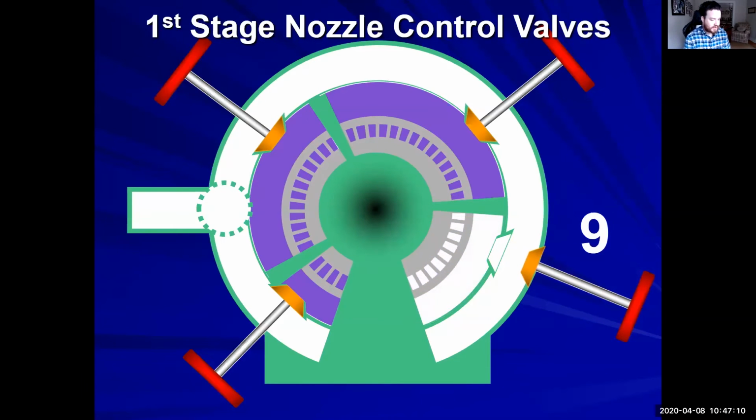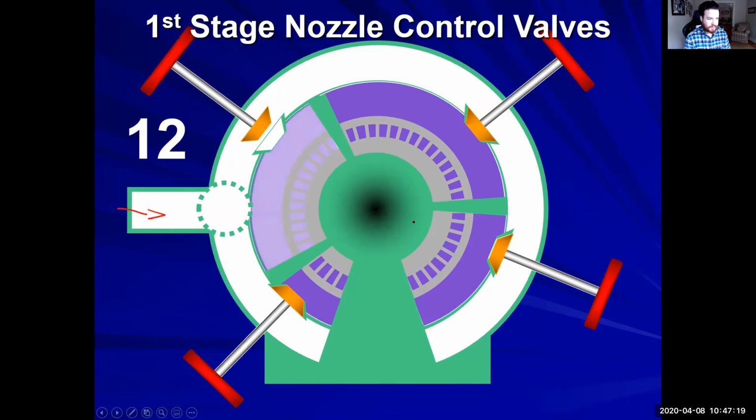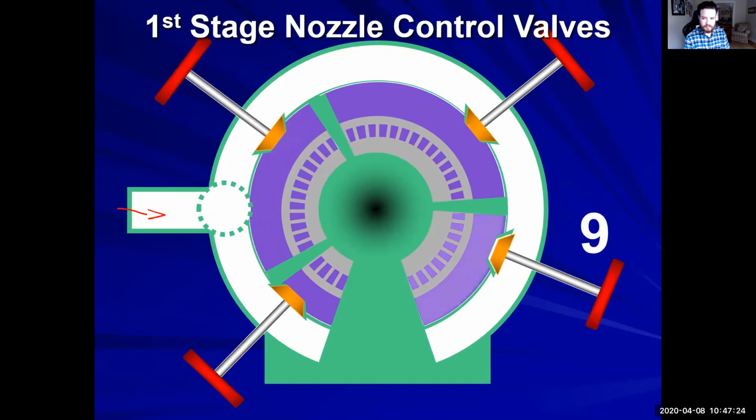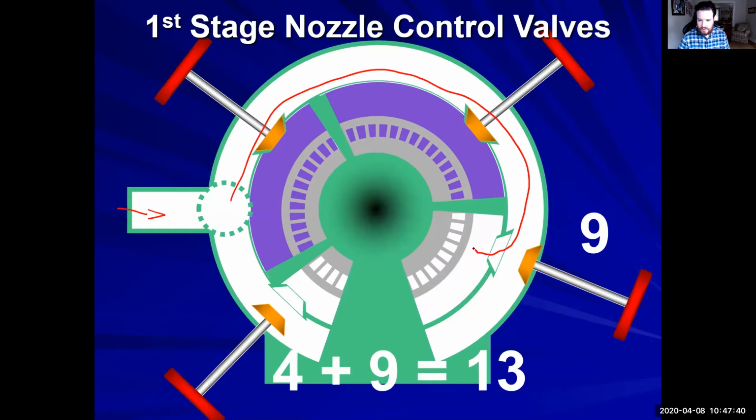So those numbers correspond to something. Each one of these nozzles are coming in. We have steam coming in this direction. 9 and 12 are opposite. And the big thing that we're noticing is that we can have multiple nozzles open. And when the nozzle's open, the steam is going to be entering and going into these sections.